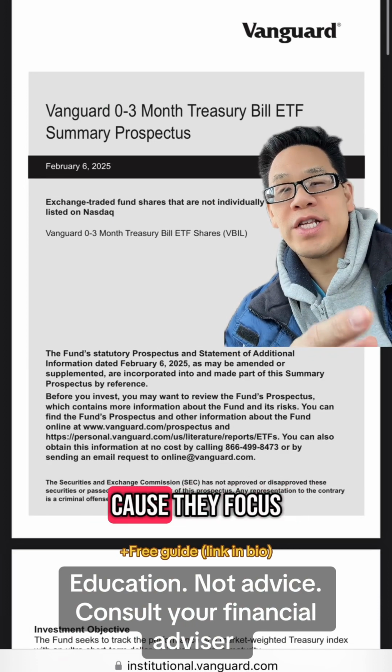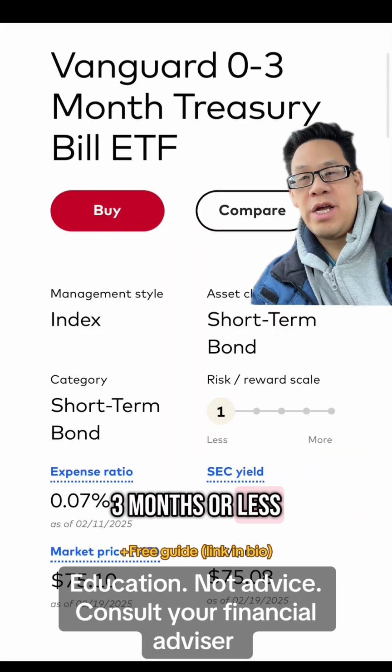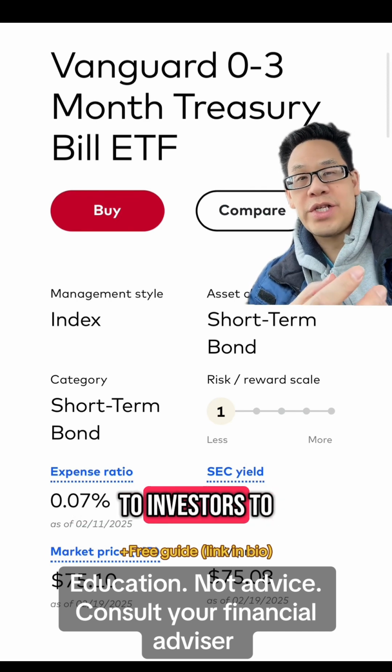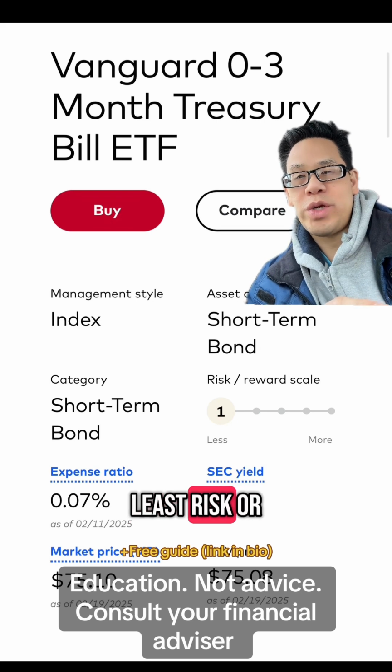VBIL by Vanguard falls into the second silo, which is the lower risk portion. It's actually risk-free because they focus on U.S. Treasuries, specifically U.S. Treasuries that mature in 3 months or less. Over here, you can see asset class is considered short-term bond. The government sells these to investors to get money to fund their projects. Risk-reward scale is a 1, so it's the least risk or risk-free asset.